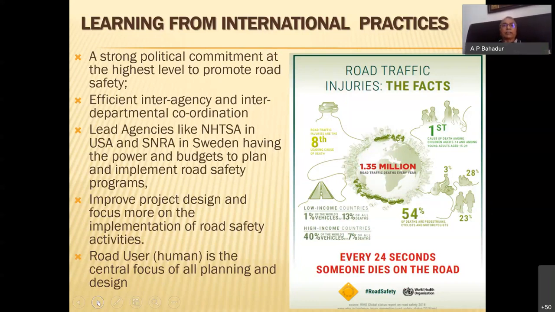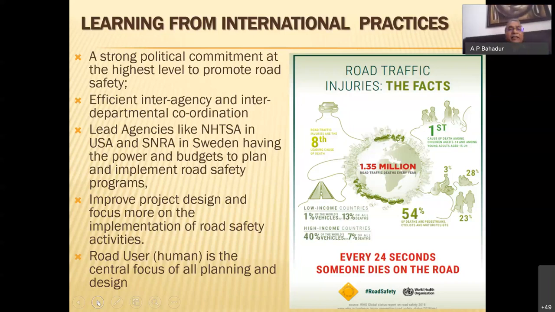So a strong political commitment at the highest level is needed to promote road safety. In many countries like Japan and the US, the road safety commitment is at the highest level of governance. Efficient interagency, interdepartmental coordination: there is hardly any coordination. Even in the ministry itself, these are watertight compartments.